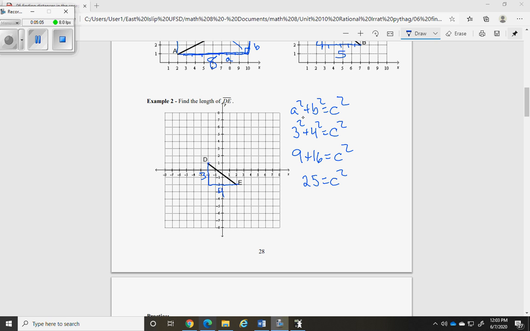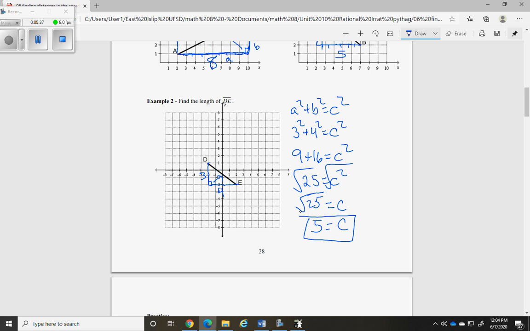So hopefully you had this work. You found that the legs were 3 and 4. And remember, it doesn't matter which is your A and B, but C is always across from your right angle. So I wound up getting, in the end, that C squared is 25. I'm not done yet. I wanted to finish this in front of you. I square root both sides. C is equal to the square root of 25, but 25 is a perfect square. So I know that C is equal to 5. So the length of line segment DE is 5.